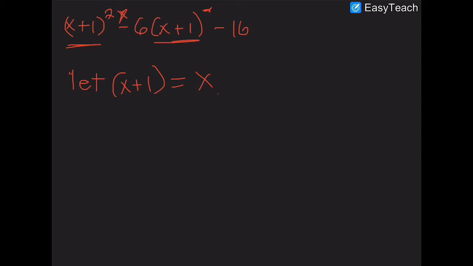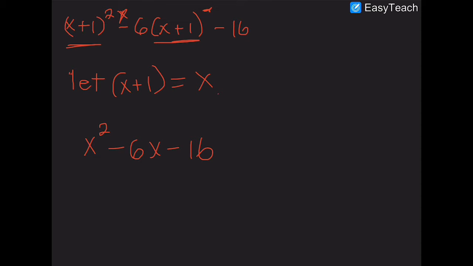And now we are going to rewrite the expression with the variable inside. We're going to take out the x plus 1 and just change it to x. So it's going to be x squared minus 6x minus 16. Now this looks a lot more similar to the ax squared plus bx plus c. So now this looks very familiar. We can now decide to factor this using the trinomial factoring.